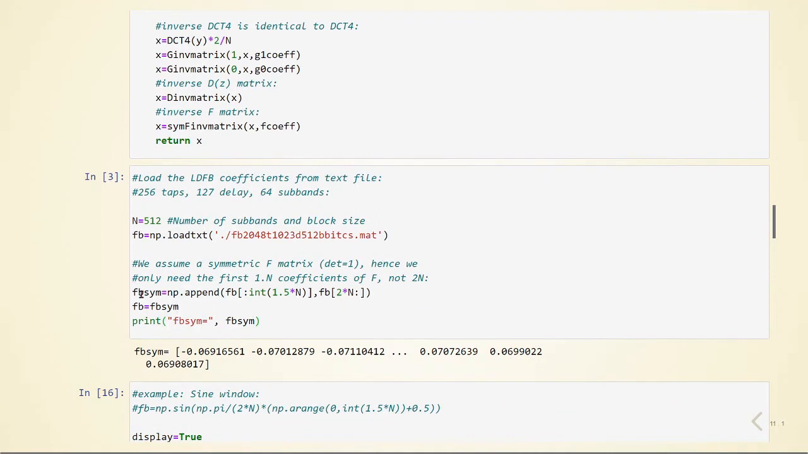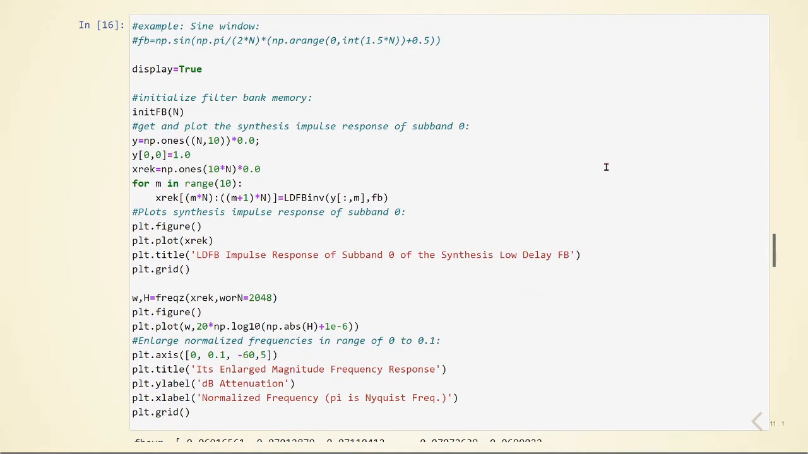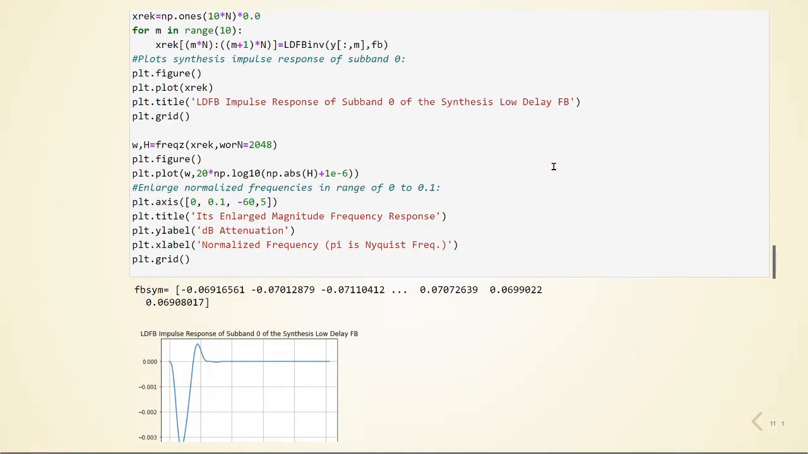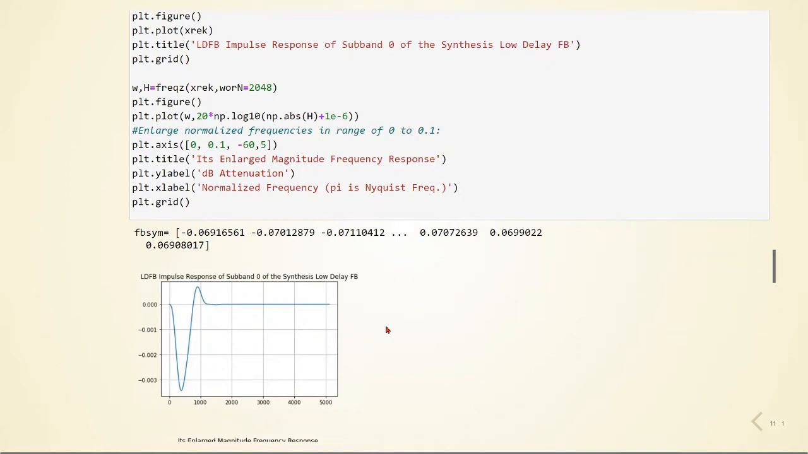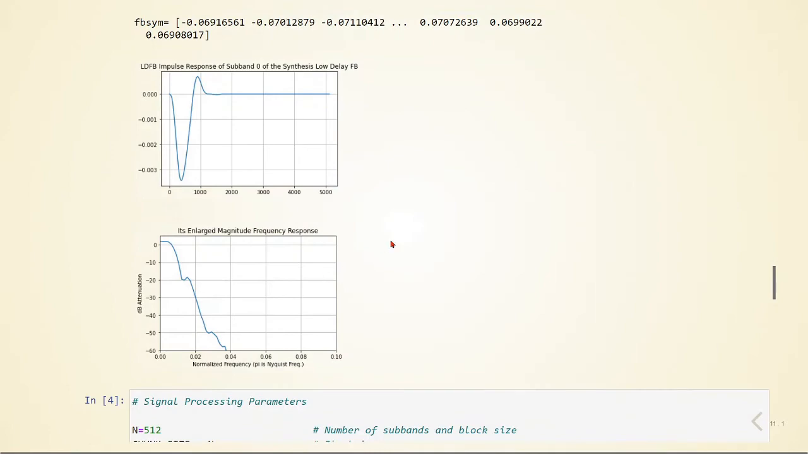Then here we will have this part where we assume a symmetric F matrix, so the determinant is equal to 1, and we only need the first N coefficients of F and not the 2 times capital N coefficients. So this is what we are doing here. And then the example goes as we did before, and here again we are having a plot of the subband 0 in the system low delay filter bank, and we have here the low delay filter bank impulse response of subband 0 of the synthesis, and here the enlarged magnitude frequency response.